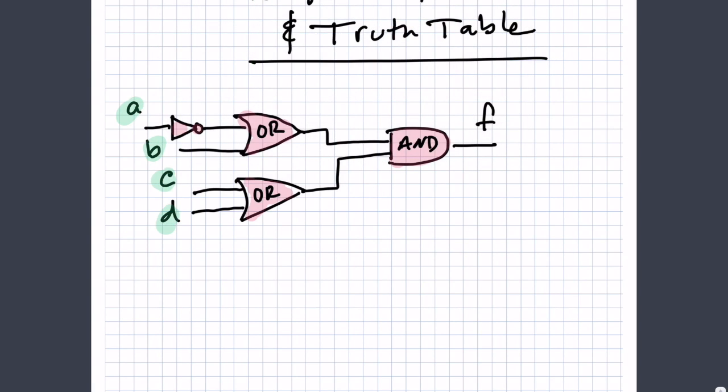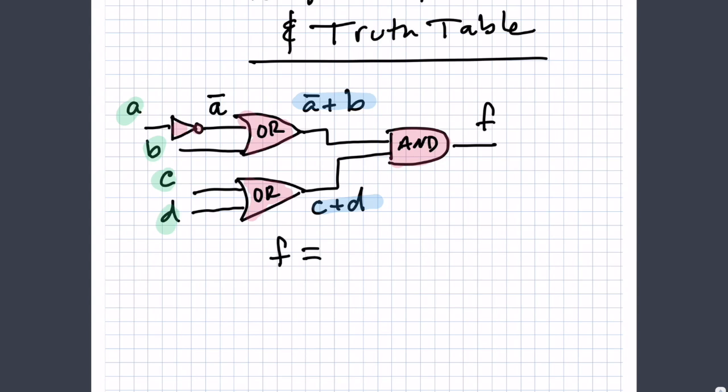When I apply the A input to the NOT gate or the inverter, I get A bar on the other side, the complement of A. And the output of the OR gate would then be A bar or B. Similarly I have C and D on the input of the OR gate, so this would be C or D. And finally I can write down the total logic expression because the inputs A bar or B and C or D are applied to the AND gate.